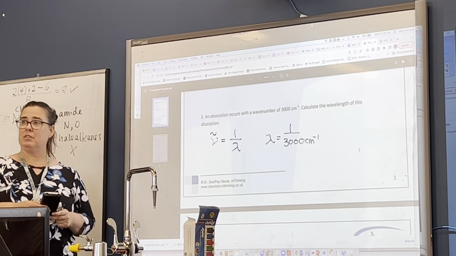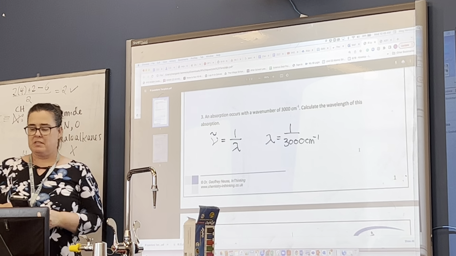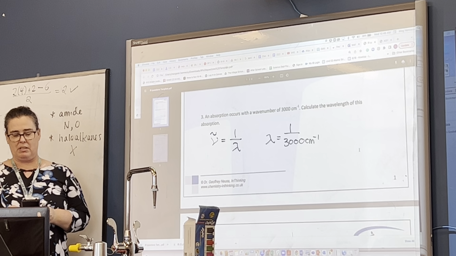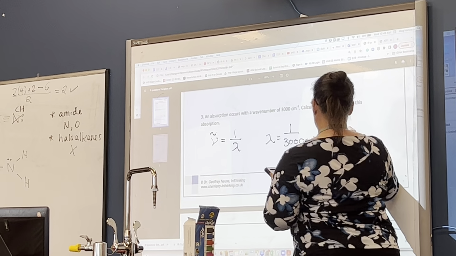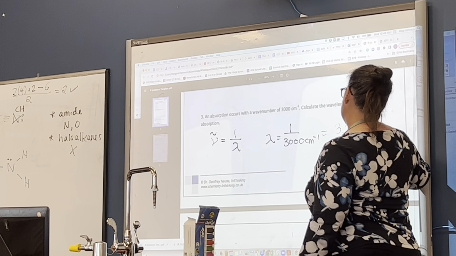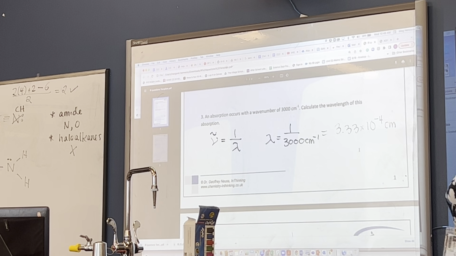You need to know that the wave number is a reciprocal centimeter, so you just have to take the reciprocal of it. And so I get 3.33 times 10 to the minus 4 centimeters. I could try to make that look better if I was so inclined. It didn't give me units I had to use.